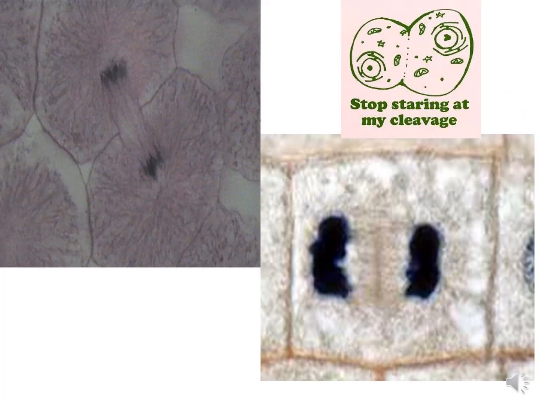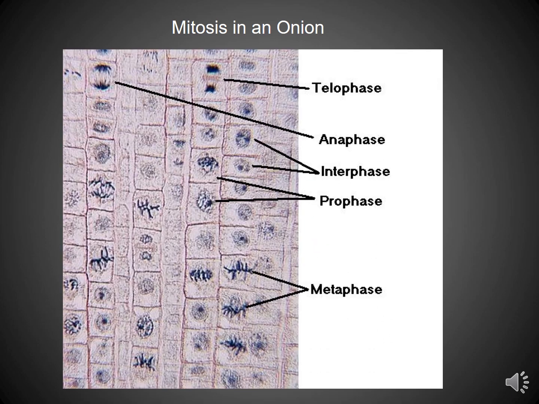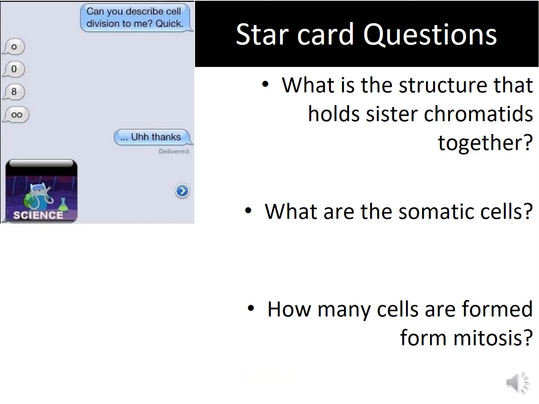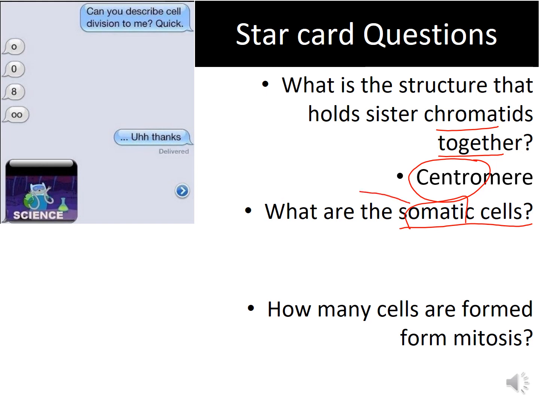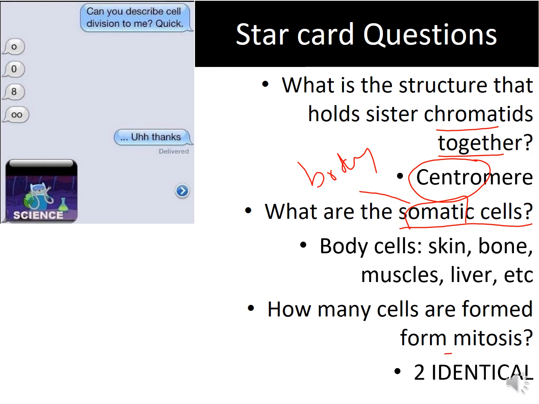Here are some real pictures. Here is mitosis of an onion. Please pause and identify. All right, so what is the structure that holds the chromatids together? It's in the middle. Centromere. What are somatic cells? Okay, this is a key word. Somatic cells means body. And how many cells are forming in mitosis? Two identical. Because remember, mitosis, my body.